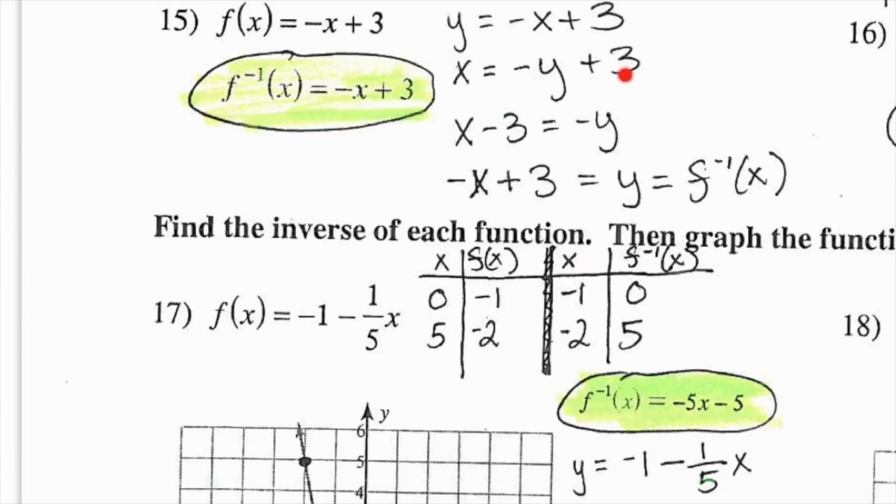Then we're going to subtract the 3. And now we have x minus 3 still is equal to negative y. So divide by negative 1 all the way across, and we get negative x plus 3 equals y, or f inverse.